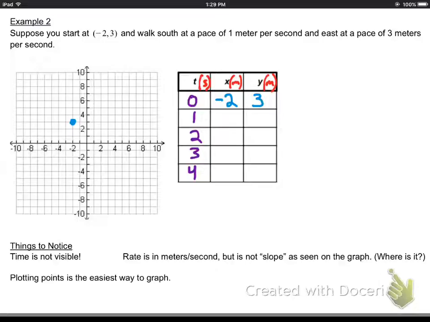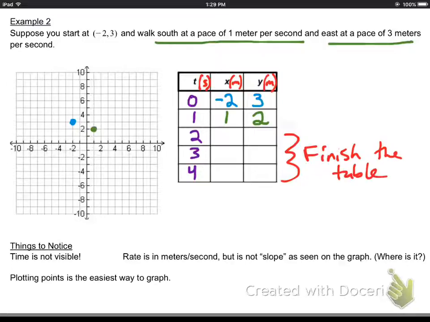And we're walking this time 1 meter south per second. So let's consider the y. That means I went from 3 to 2 if I went 1 meter south. And then 3 meters east, which means I go from -2 to +1. So I plotted the second point for you there. Go ahead and finish out that table and plot those points and see what happens. And the last thing I want you to do is try writing an equation for it.